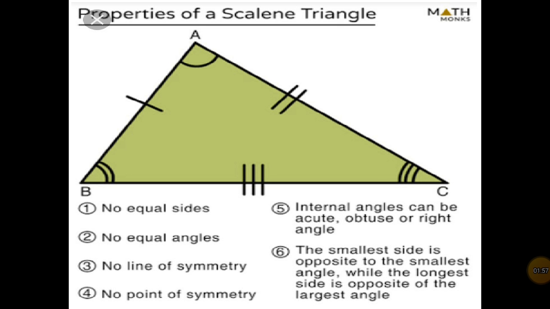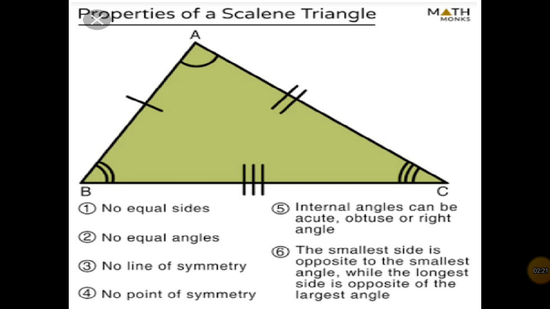That is, you can't fold it to have a mini triangle. So that is what we call a line of symmetry. There's no line of symmetry. There's no way you can fold a scalene triangle to have a mini scalene triangle. Now, the fourth one is that no point of symmetry. So if there is no line of symmetry, you shouldn't expect any point of symmetry.